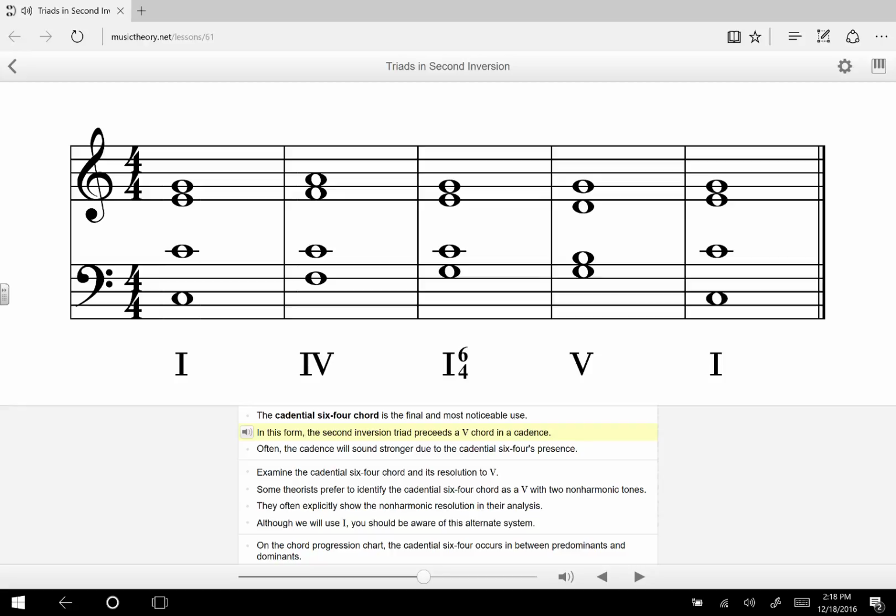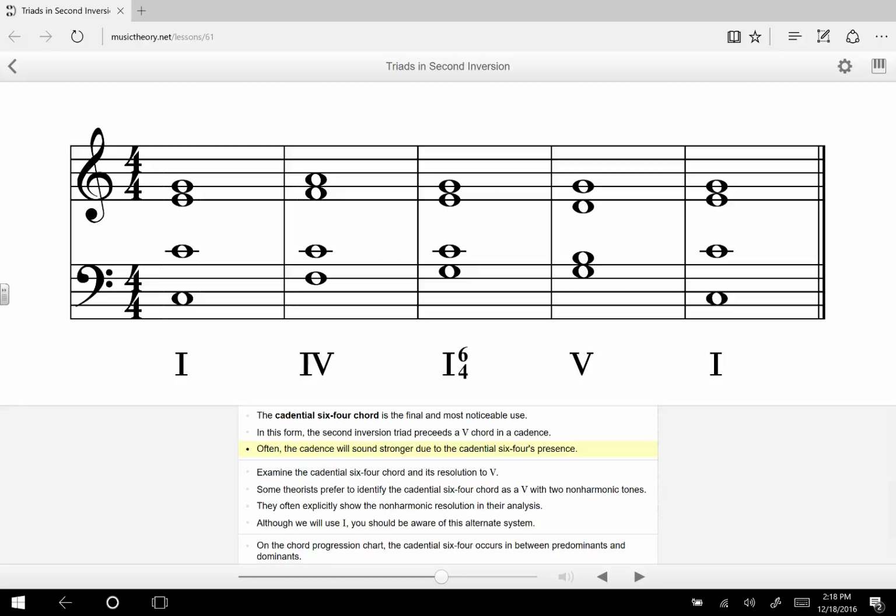Often the cadence will sound stronger due to the cadential 6/4's presence. So let's listen to this harmonic progression. One more time. Often, the cadence will sound stronger due to the cadential 6/4's presence.